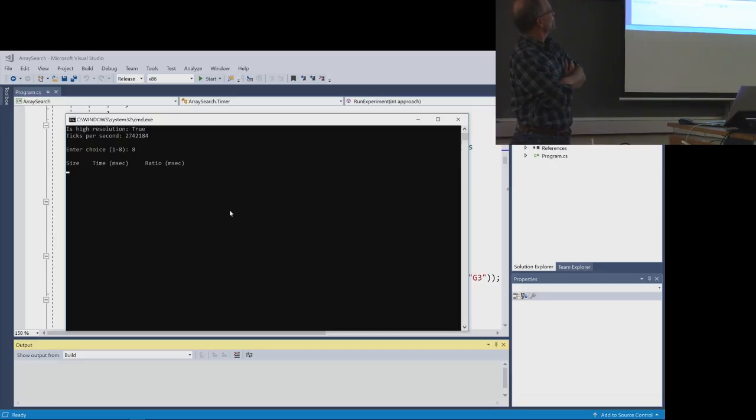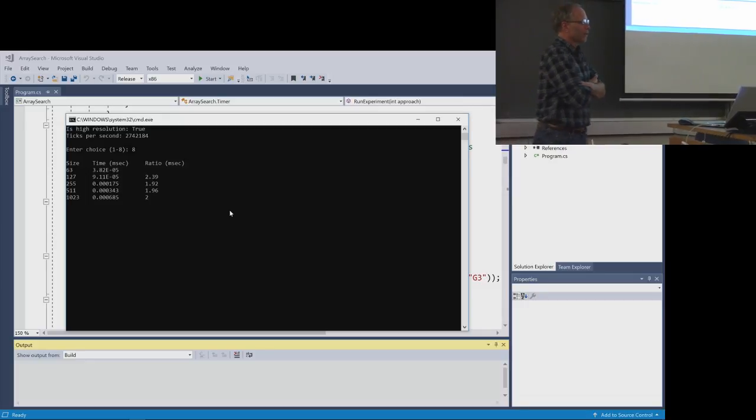So first data point comes out. You can't tell anything yet because that's a raw timing. What matters is the ratio. So we're at 3 times 10 to the minus fifth. Okay, the first ratio was 2.39. The next ratio, I've doubled the array size, it's 1.92. Then we're at 1.96. We're at 2. Okay? So if I were just printing out rounding to 1 digit, it would have been 2 pretty much all the way down, I think.